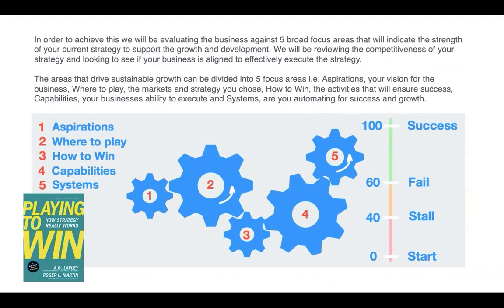The 5 frameworks that we use: aspirations, which drives where to play, which in turn drives how to win, which in turn drives capabilities, and ultimately systems, giving us that exponential push, ensuring that we go from start to where normal businesses stall, finding those stall points, pushing through past failure and into success, thereby leveraging the 5 play to win framework.